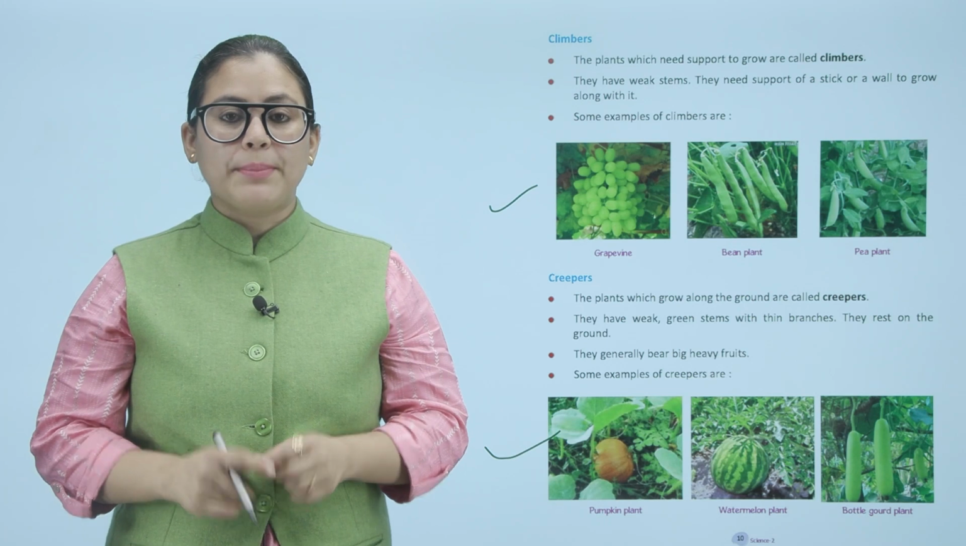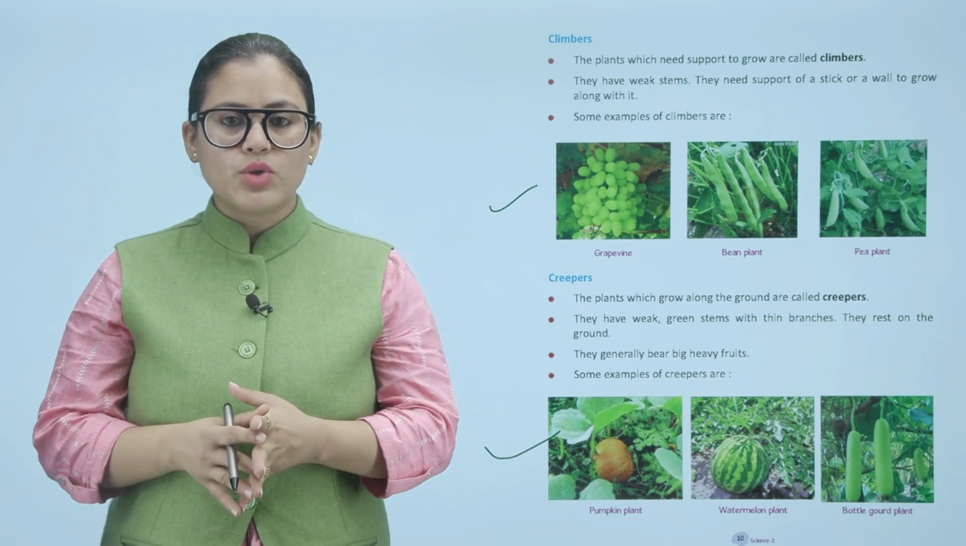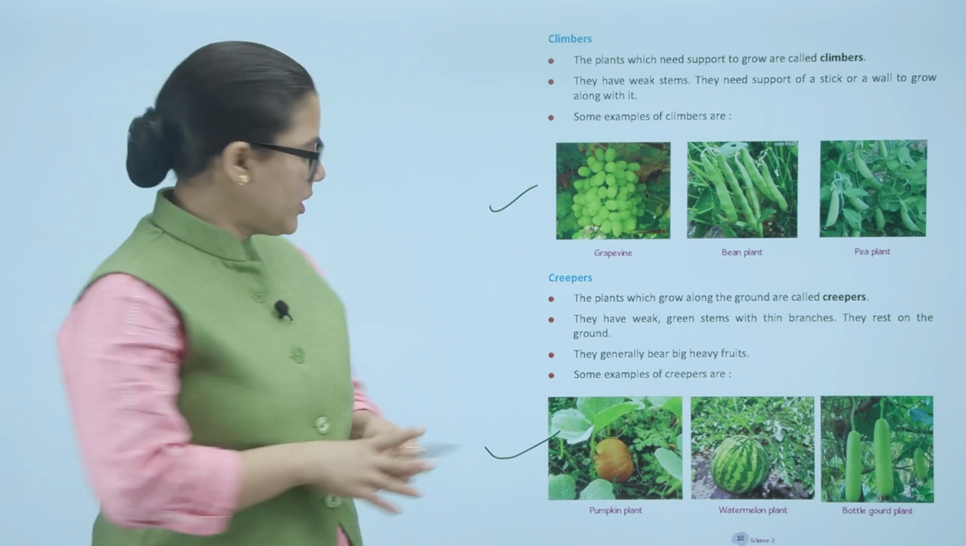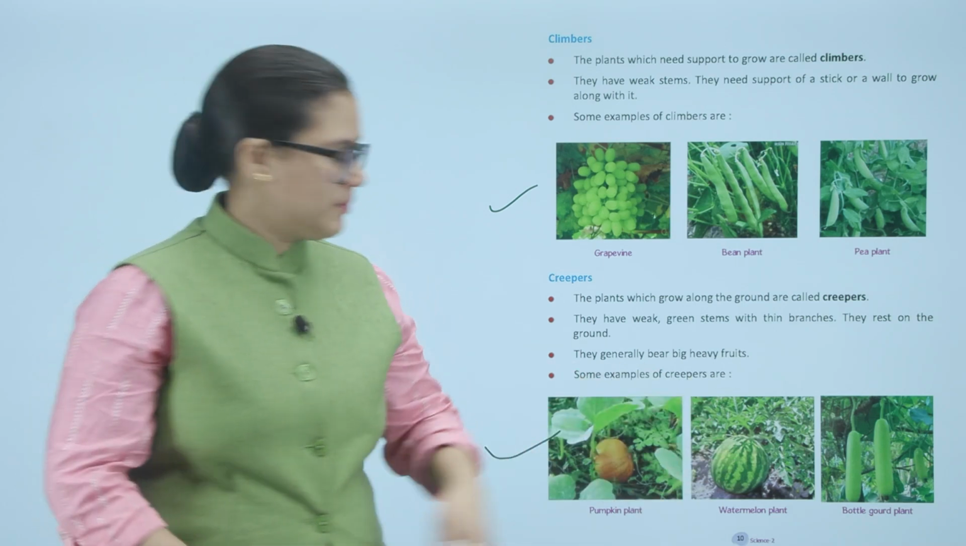Your creepers grow on the ground and generally their fruits are quite big. So here are the examples of creepers.